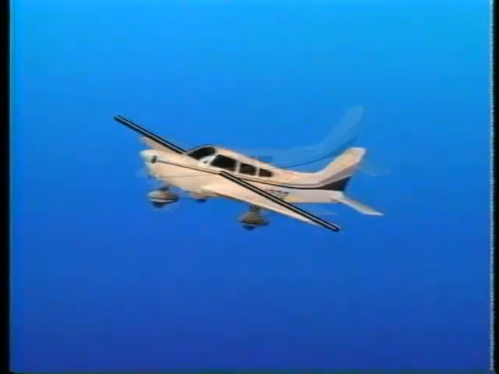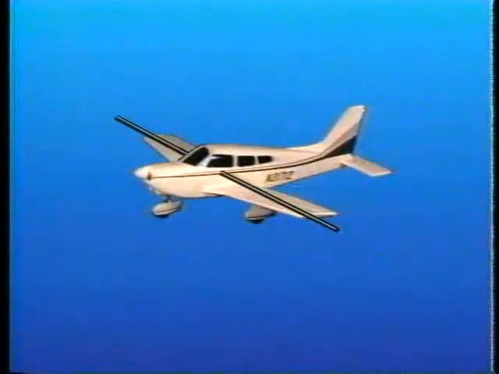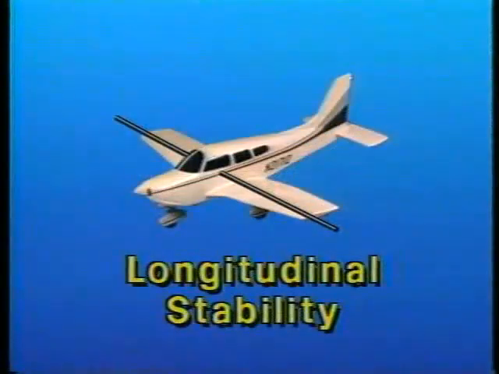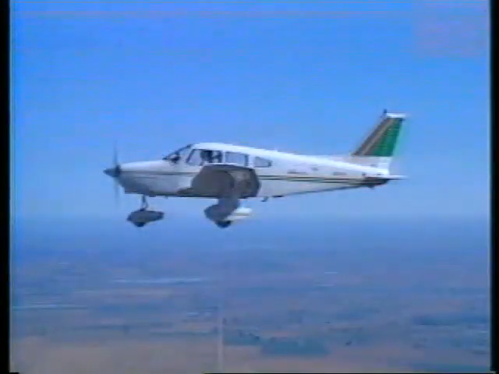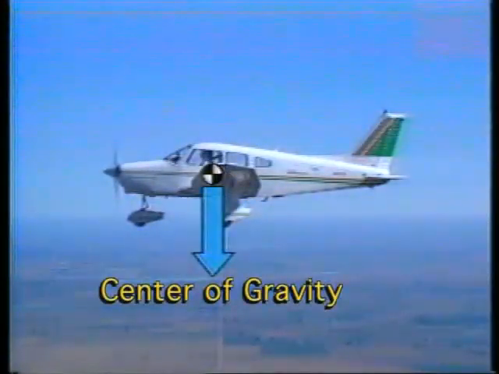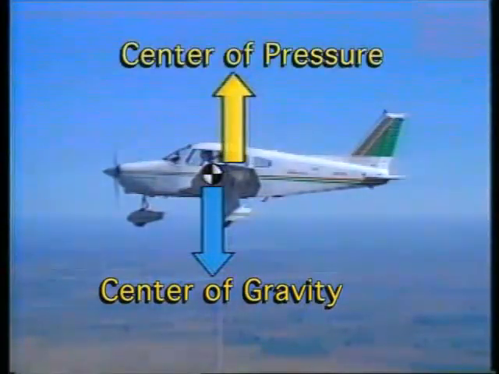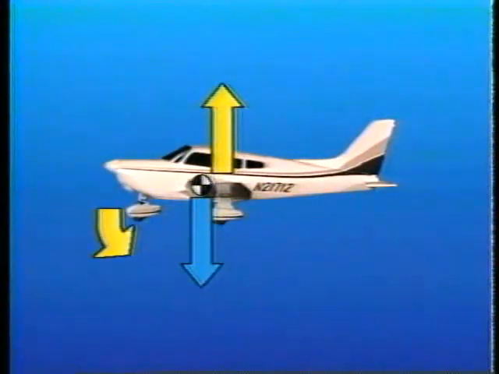Now let's look at stability about the lateral axis, which is called longitudinal stability. Longitudinal stability is normally obtained by locating the center of gravity ahead of the center of pressure, which is the point along the wing chord where lift is concentrated. This creates a slight nose-heavy condition.